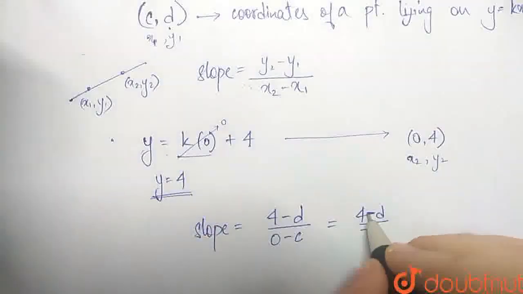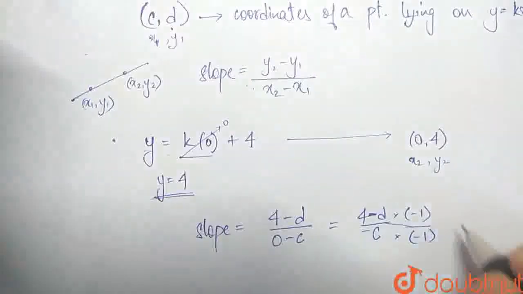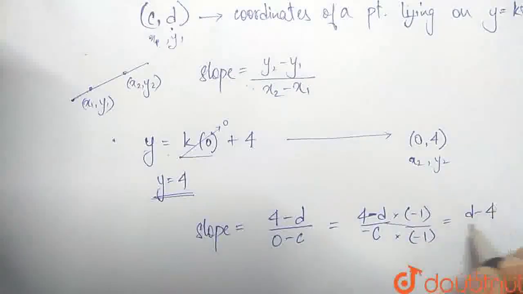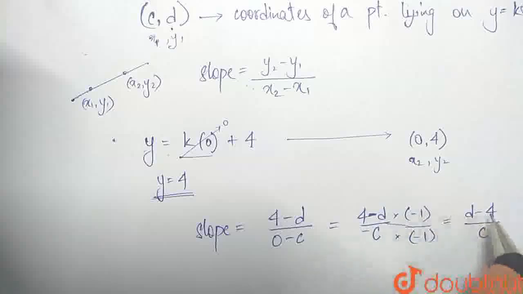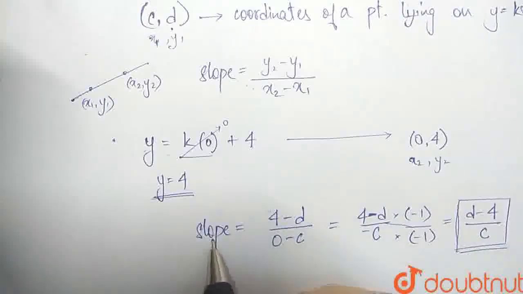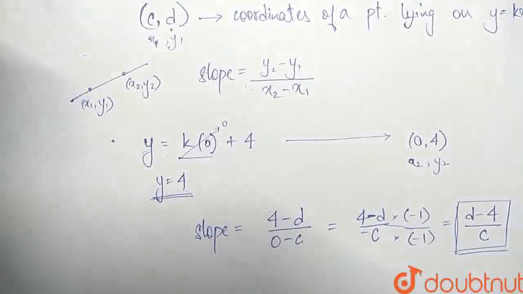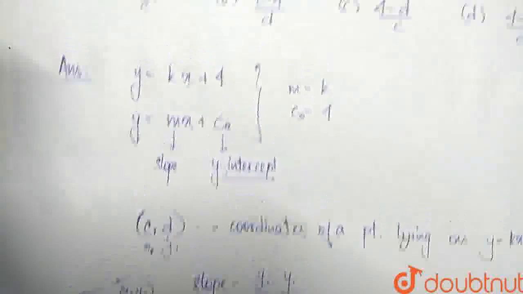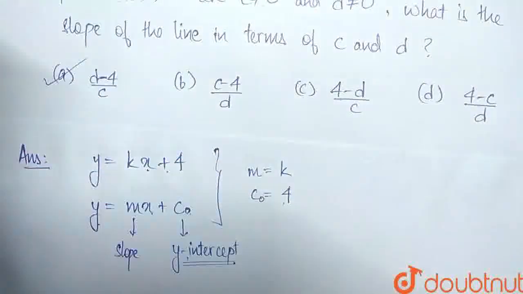What we can do here is multiply the numerator and denominator by minus 1 to get d minus 4 by c. Since minus 1 and minus 1 cancel out, this does not change the value of the slope. So here we have the expression for the slope of the given line in terms of the coordinates c and d. Comparing this to our options, we see that option A is correct, d minus 4 by c.